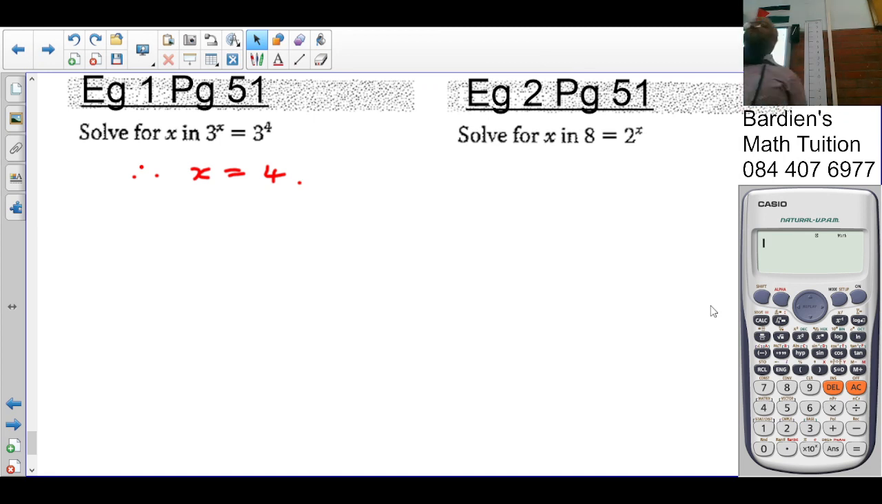Let's look at example 2. Are these bases the same? No. So what must we do? Get them the same. Not so? So we always tend to write it in products of its prime factors. So 2 to the x, the right hand side is sorted already. So it's the left hand side that's the issue. How can 8 be written as a base of 2? 2 cubed. So do that and you solve the equation. Okay.